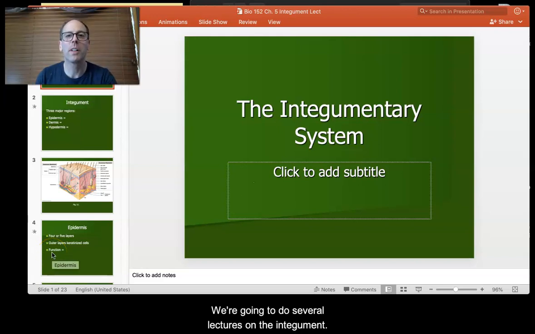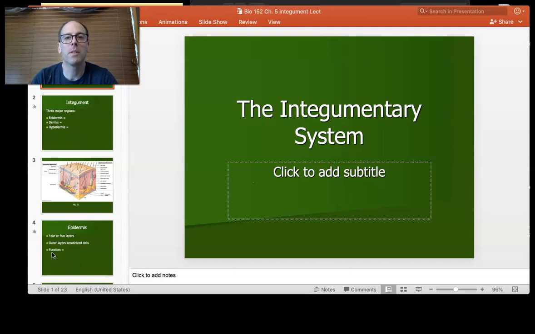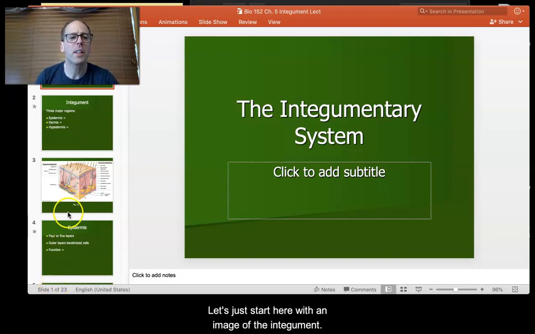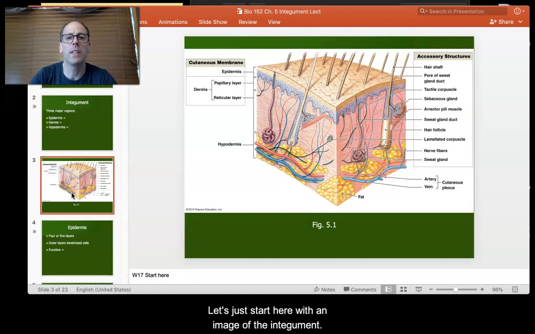Hey y'all, we're gonna do several lectures on the integument. I'm gonna break this up into three pieces for you. So the first part, we're gonna talk a little bit about the layers of the integument. The second part, we're gonna talk a little bit about some of the cells and the physiology. And then in the third part, we're gonna talk a little bit about some of the accessory structures on the integument. So let's just start here with an image of the integument.